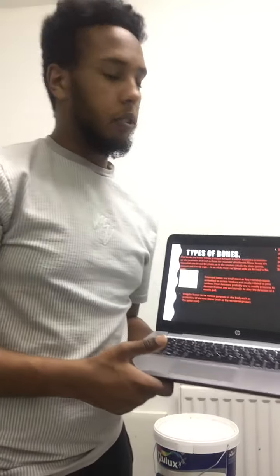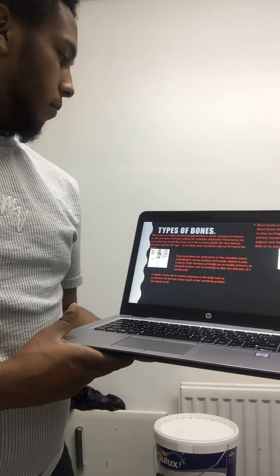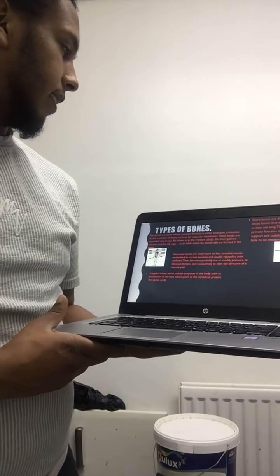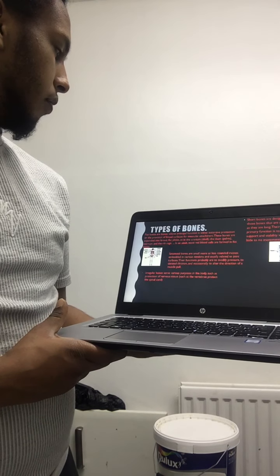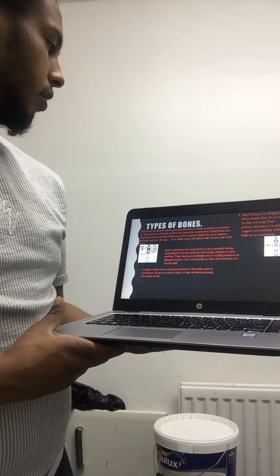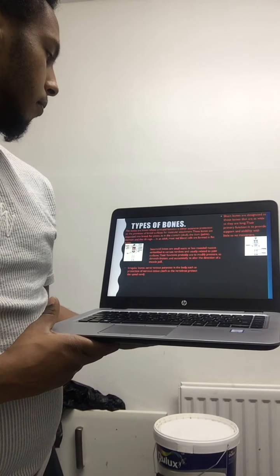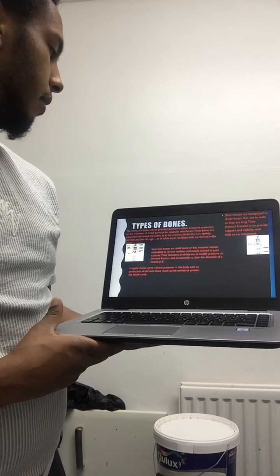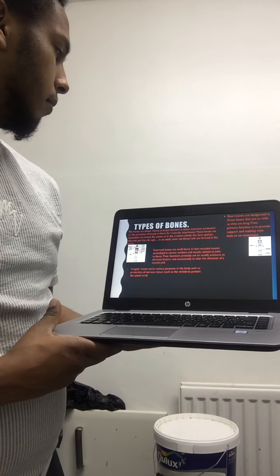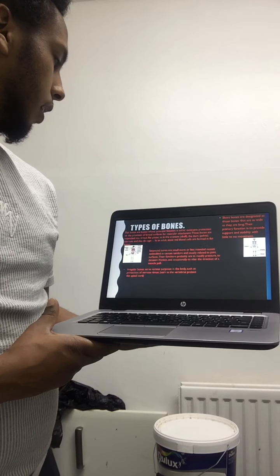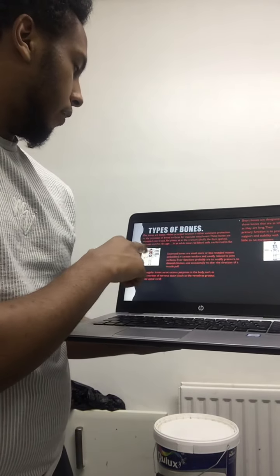So the types of bones. Flat bones are bones whose principal function is either extensive protection or the provision of a broad surface for muscular attachment. These bones are expanded into broad flat plates, as in the cranium, the skull, the ilium, the pelvis, sternum, and ribcage. In an adult, most red blood cells are formed in flat bones.